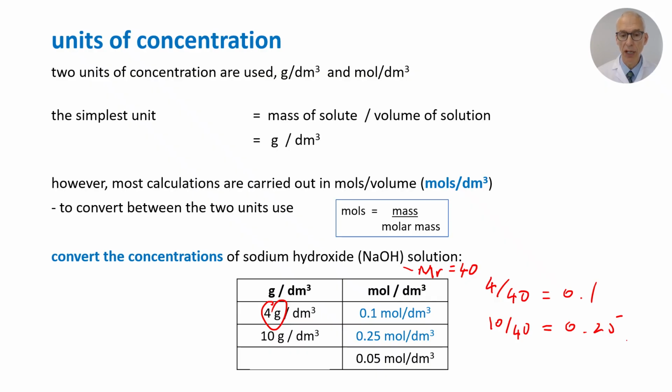But what about the final one? Well, this time we need to do 0.05 times 40. And that comes to 2 grams per decimeter cubed. The mass is moles times molar mass. Bring molar mass up here. So mass is molar mass times number of moles. Number of moles times molar mass gives you the mass. It's a rearrangement of this equation.